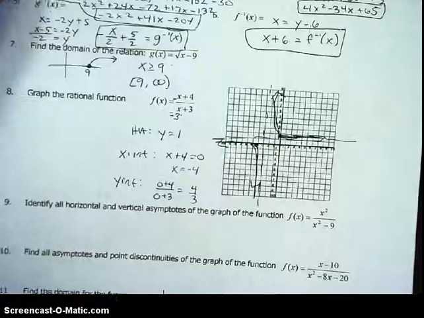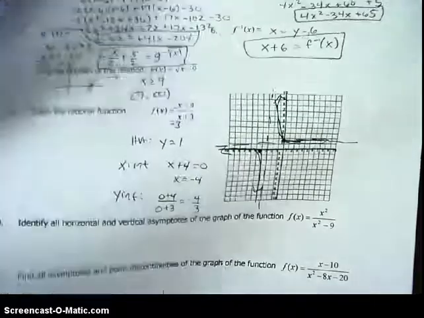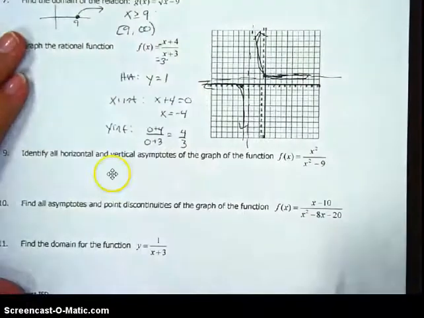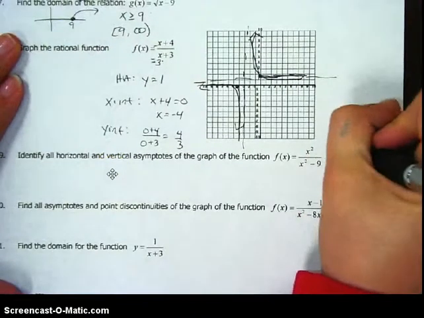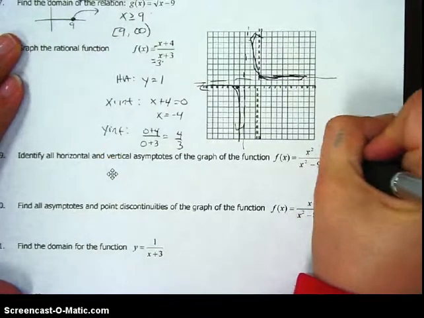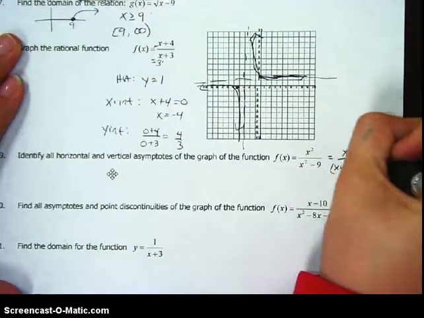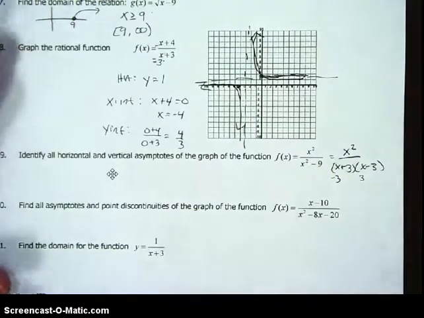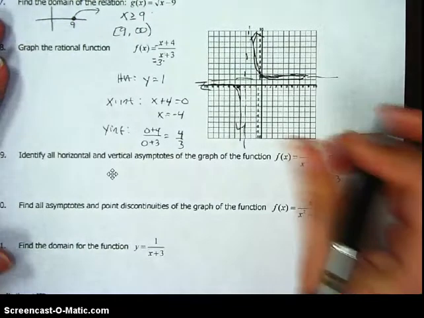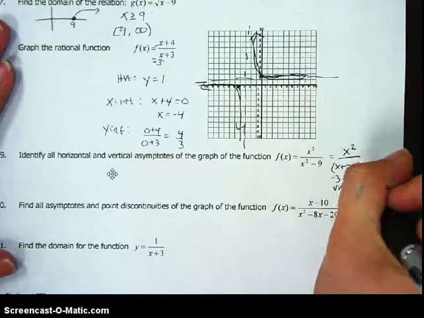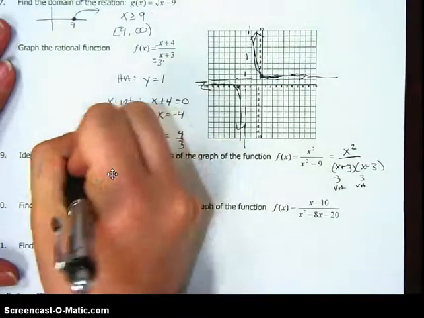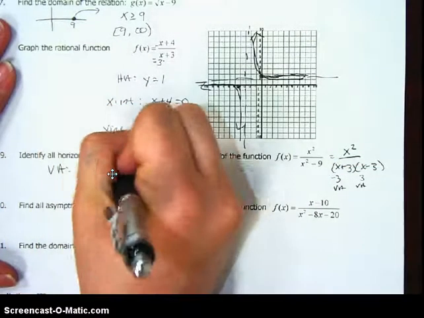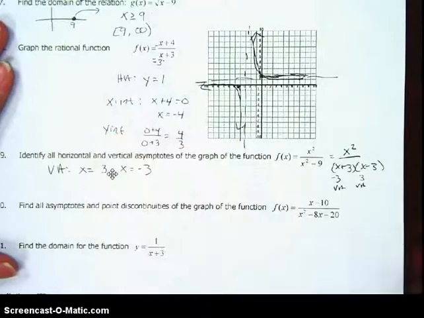Okay, 9, we want to identify the horizontal and vertical asymptotes of our function. So when we look at this, we first need to factor the bottom. So we've got x squared over x plus 3, x minus 3. So negative 3 and positive 3 both make my denominator 0. Nothing cancels out, so those are both going to be vertical asymptotes. So vertical asymptotes will be x equals 3 and x equals negative 3.